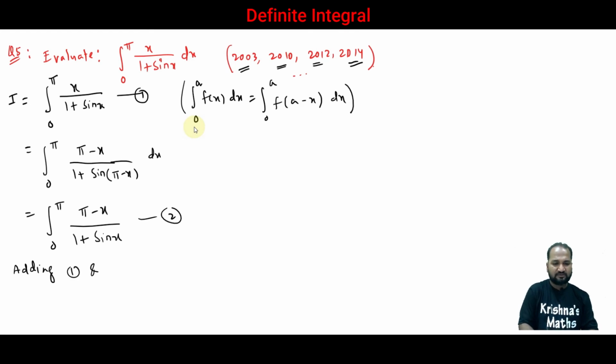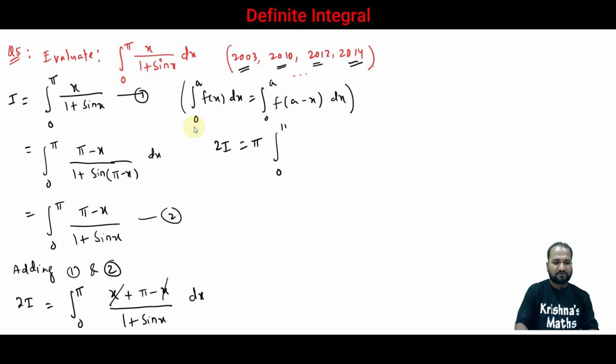Adding 1 and 2, what will you get? I plus I, so the left hand side will be 2I, and this is 0 to pi, numerator x, second numerator is pi minus x, divided by 1 plus sine x into dx. So this x and this x will get cancelled. So 2I is equal to pi, a constant, times integration 0 to pi of 1 divided by 1 plus sine x.